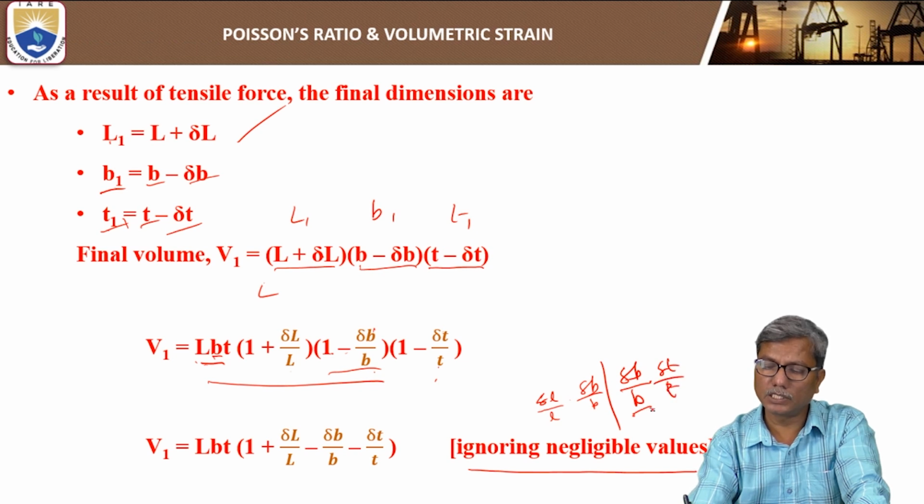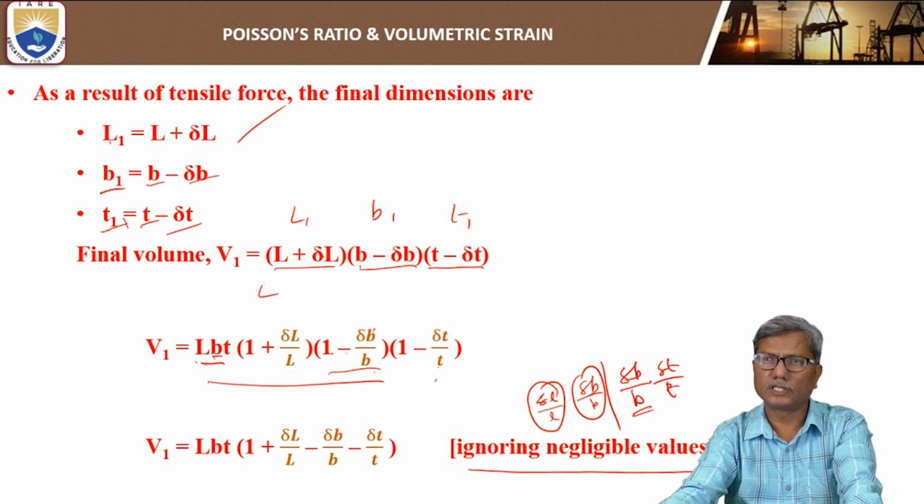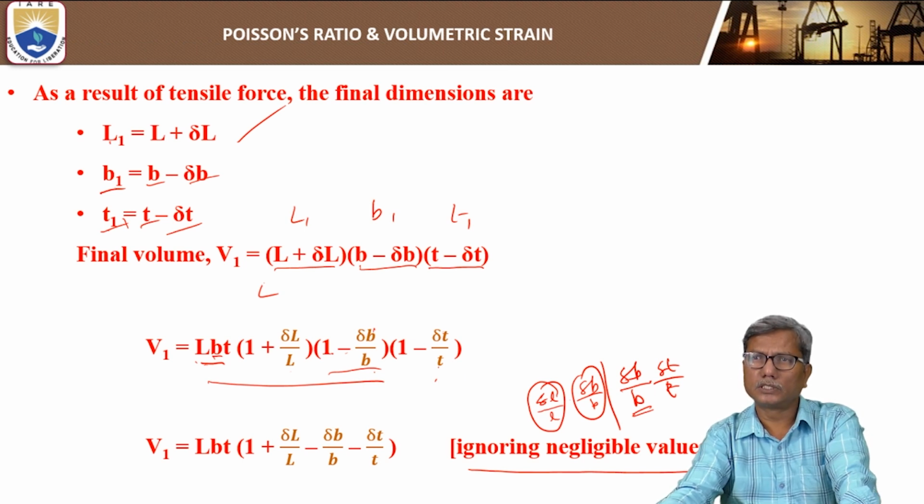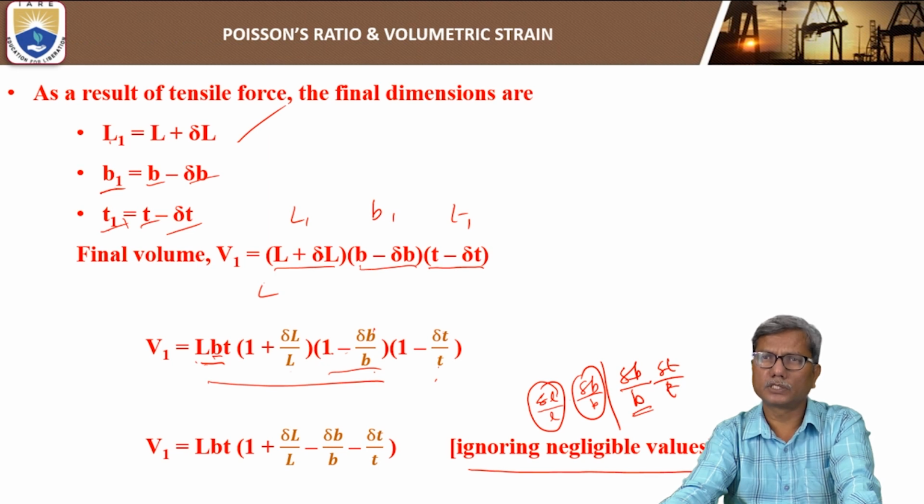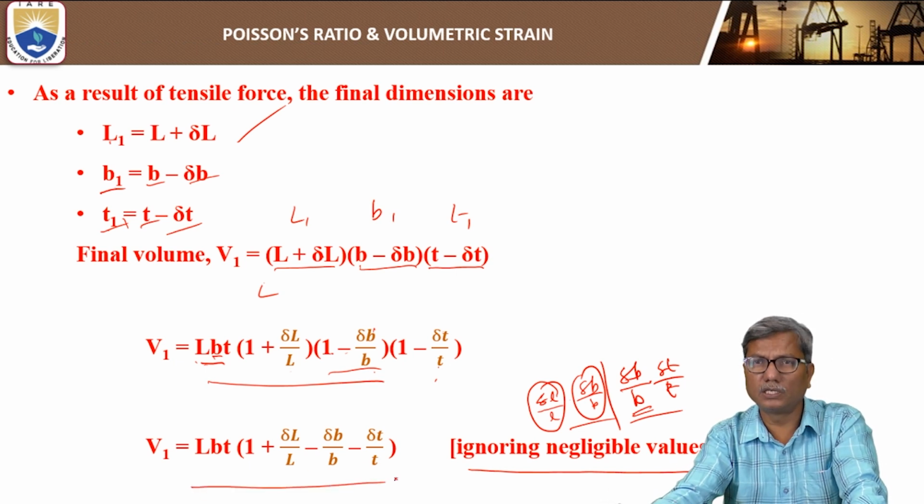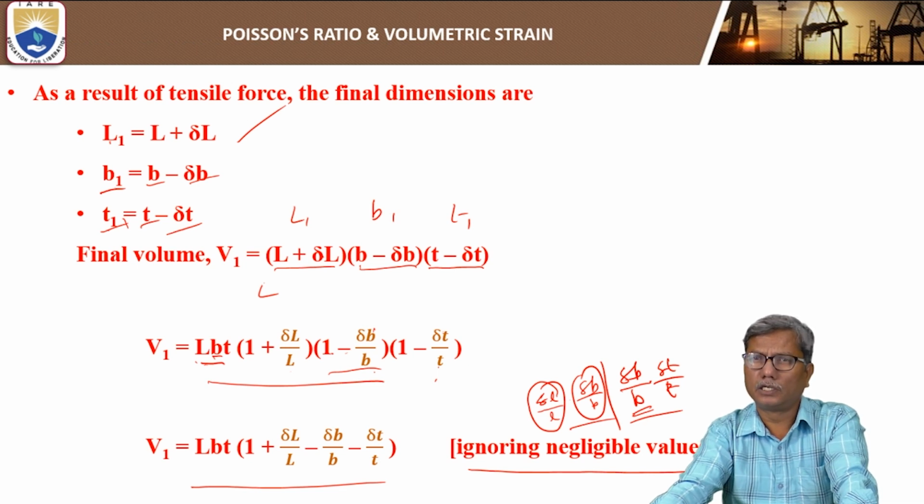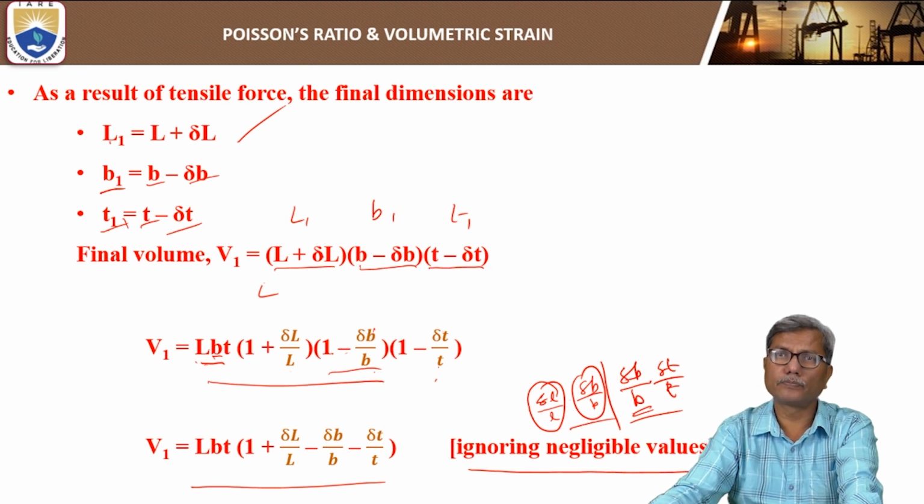Okay, delta T by T, the strain delta B by B, these are small quantities. When they are multiplied, it gives a still smaller quantity. So the second order and third order terms are ignored. Their values being very small, we neglect these products. So after expanding and removing these smaller values, you will get the final volume as LBT into 1 plus delta L by L minus delta B by B minus delta T by T.